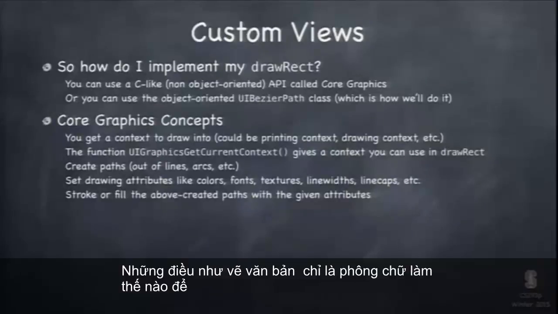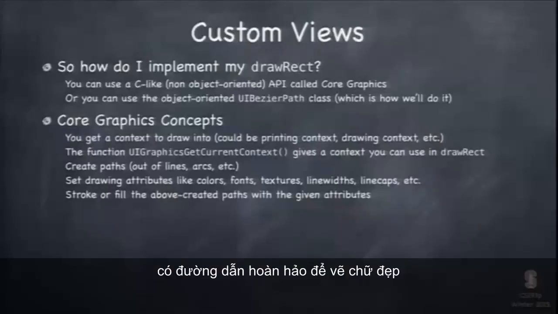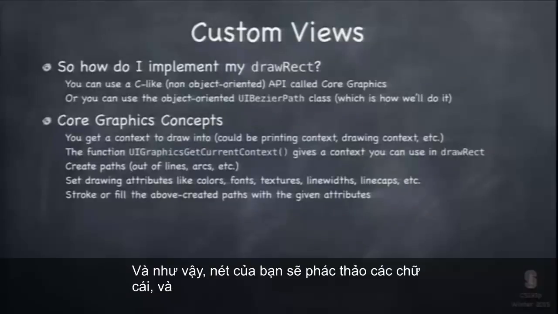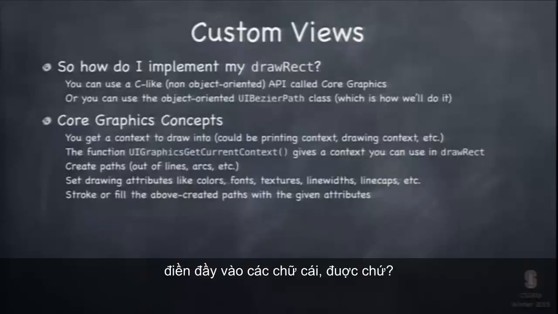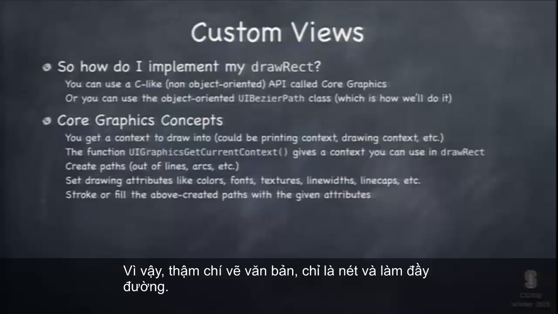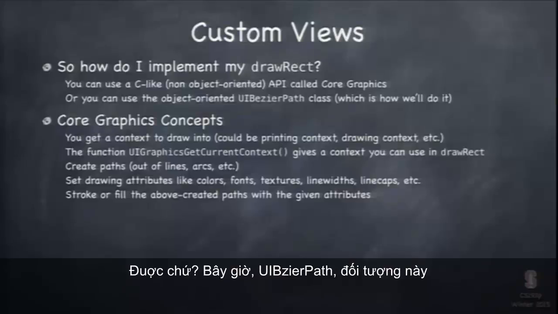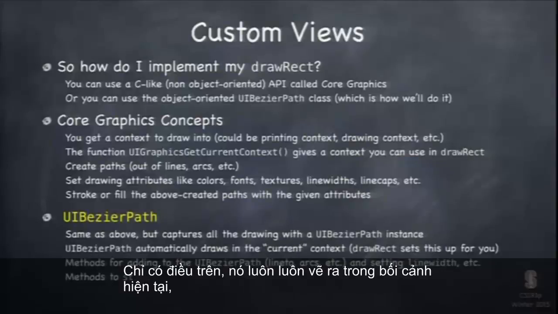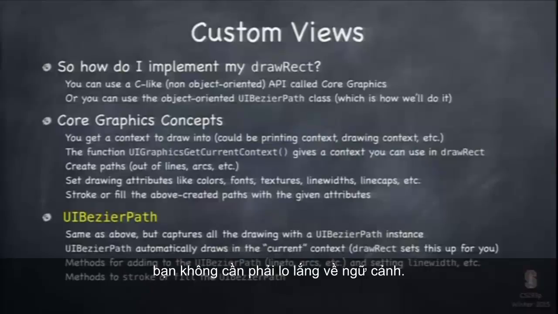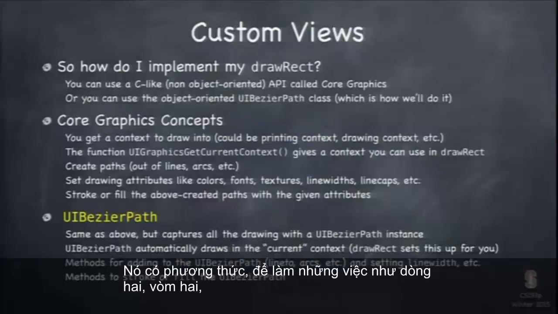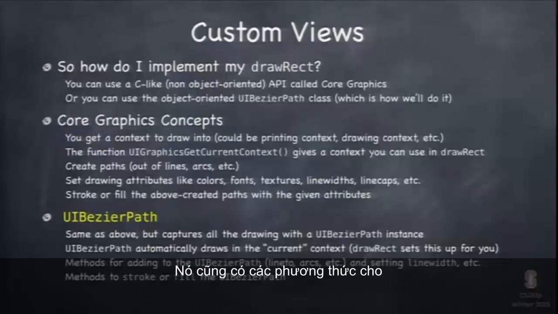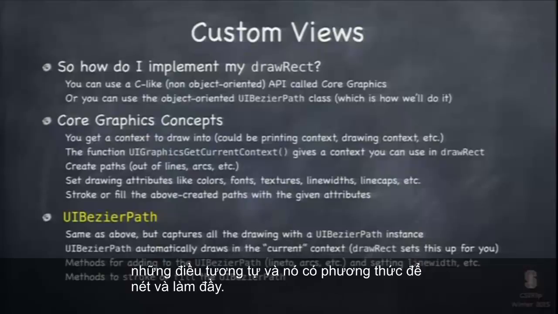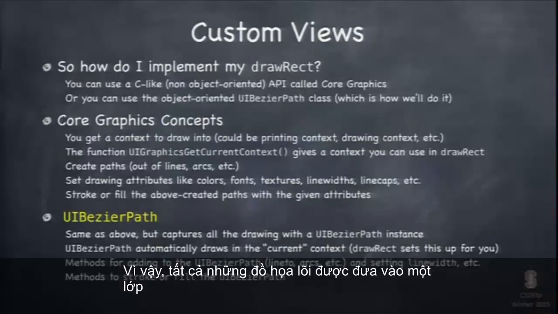Things like drawing text is just the fonts know how to have the perfect path to draw beautiful letters. And so your stroking would outline the letters, and filling fills in the letters, okay? So even drawing text is just stroking and filling paths, okay? Now UIBezierPath, this object-oriented thing on top, it always draws in the current context. You don't have to worry about context. It has methods to do things like line to, arc to, to build the path. It also has methods for setting a lot of these attributes like line width and things like that. And it has methods to stroke and fill. So it combines all those Core Graphics things into one class.